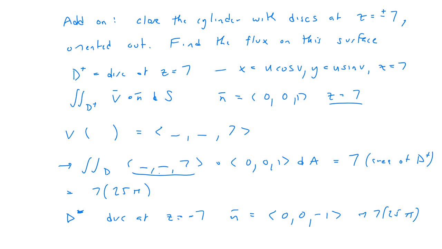And therefore, the flow through the whole thing would be the sum of those three, the 0 from the previous part, and then plus the 7 times 25 pi plus 7 times 25 pi, so whatever 25 times 14 is times pi.